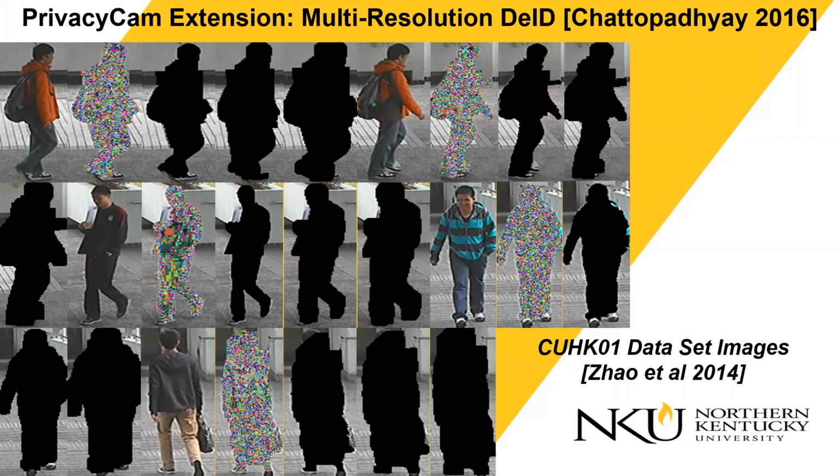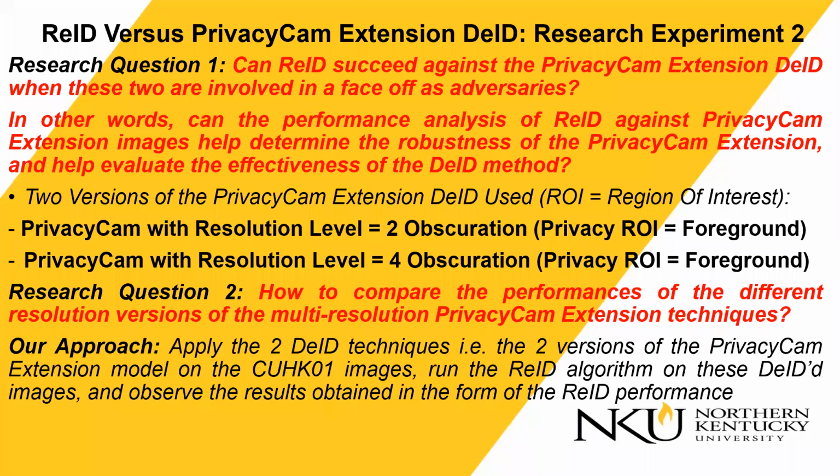Again, for the sake of time and also because of our constraints, I'm not going to go into details about the Privacy Cam Extension technique or the model. That is cited in our paper, and you can find details on this work in our final IEEE paper when it gets published. But for the sake of moving on and trying to focus on understanding this particular research experiment with the Privacy Cam Extension after the original Privacy Cam, let me point out the research questions in this case. So just like the previous case, this is a ReID versus Privacy Cam Extension experiment, which is experiment 2, as I'm mentioning over here.